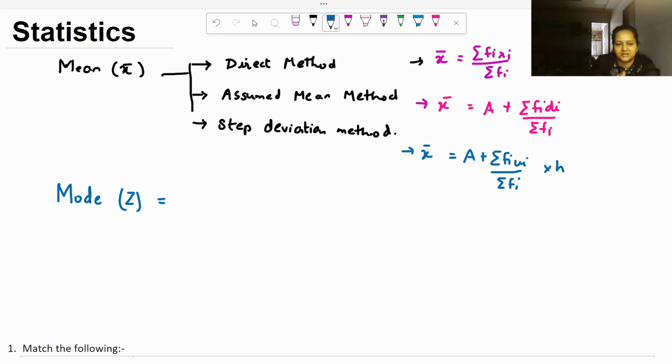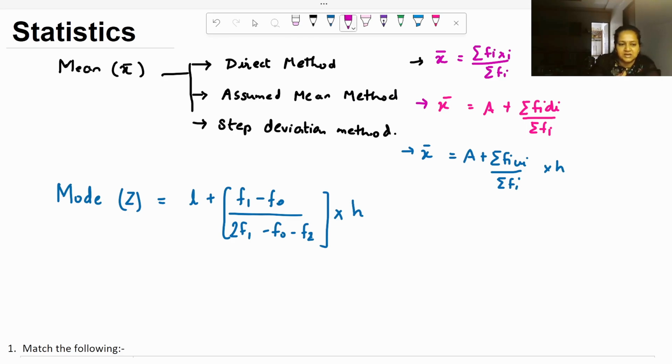So for grouped data, mode is given by the formula L plus (F1 minus F0) upon (2 F1 minus F0 minus F2), times h. h stands for the class size and L stands for the lower limit of the modal class. F1 is the frequency of the modal class, F0 is the frequency of the class preceding the modal class, and F2 is the frequency of the class succeeding the modal class.